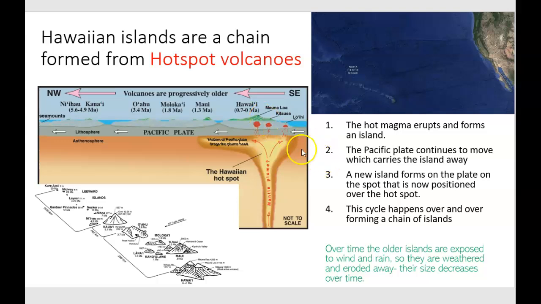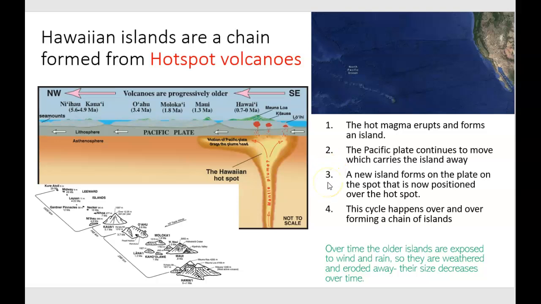Then the Pacific plate moves. So the Pacific plate, where that mantle has cooled down, where that island is formed, is moving. The Pacific plate, just like all of the other tectonic plates, is in motion. And so the Pacific plate happens to be moving to the northwest. So that plate is going to carry the island that has formed over that hotspot away to a new location. So the Pacific plate continues to move, which carries the island away.